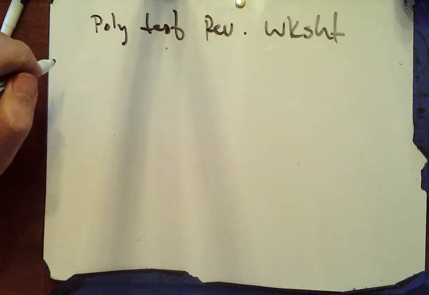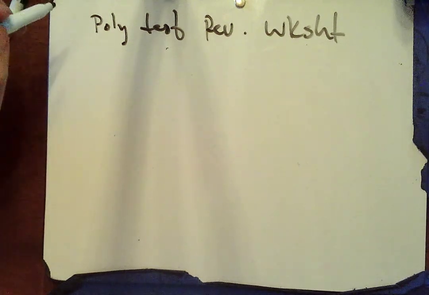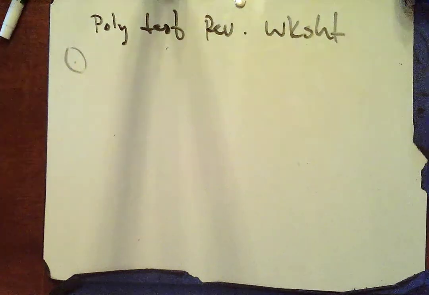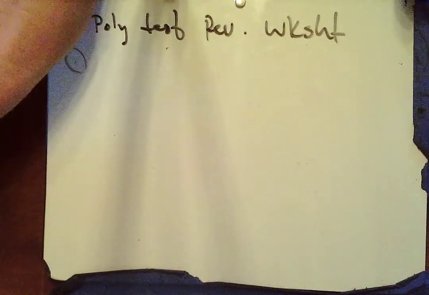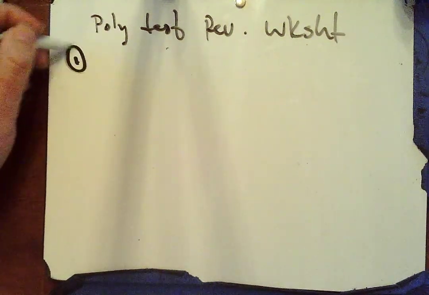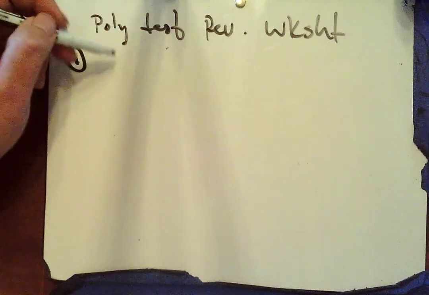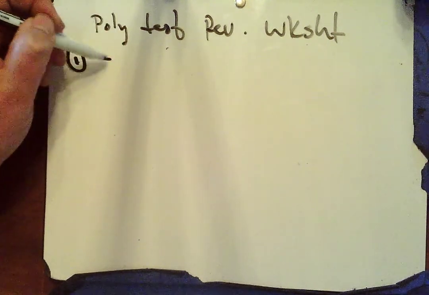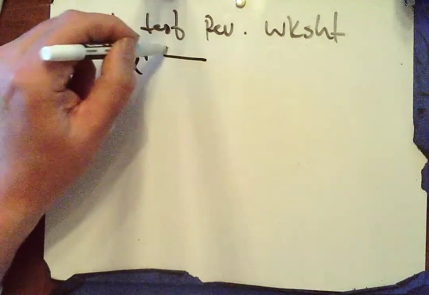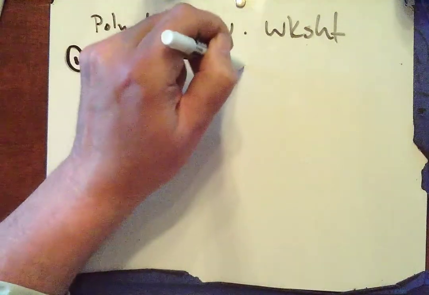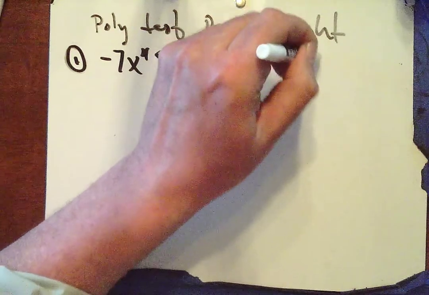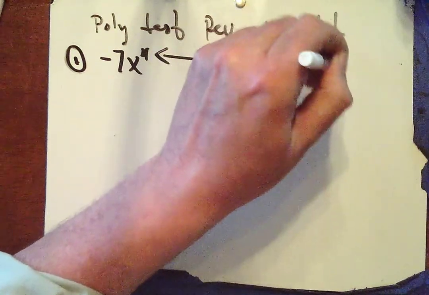Okay, number one, determine the maximum number of zeros for the polynomial. So the degree of the polynomial tells us the maximum number of real and imaginary zeros. So in number one, where I see negative 7x to the fourth, that 4 tells me the maximum number of zeros is 4.